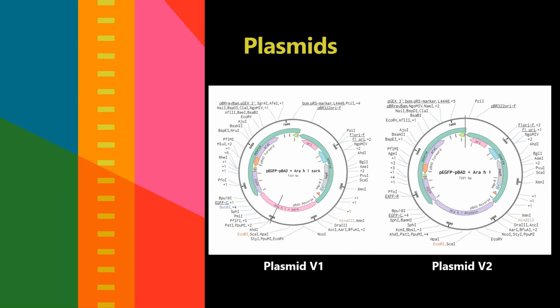So here's plasmid version 1, and it has the ARA-H1 protein with the SSRA tag here. There's the EGFP over here. There's also, it's not very noticeable, and it's probably because it's not zoomed in, but both of these plasmids have a his tag. I'm pretty sure when you zoom in, it's somewhere in there. So that's going to be utilized later for a protein purification.